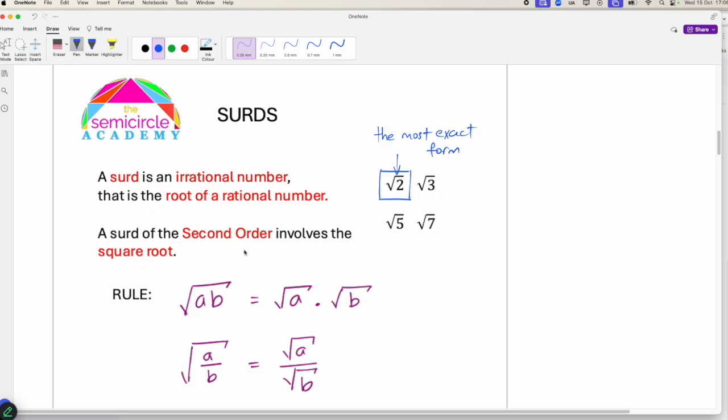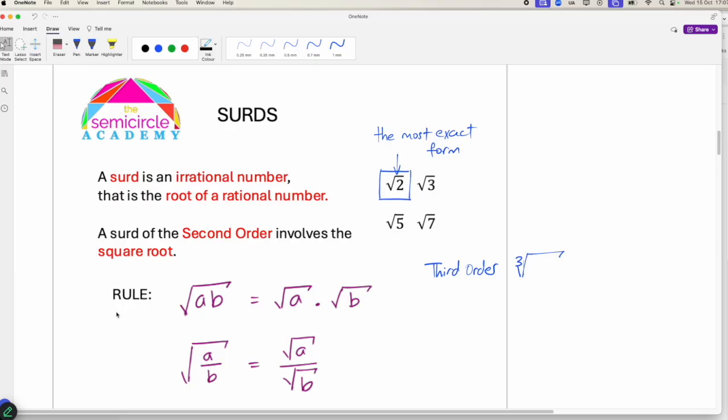And of course, a surd of the second order involves a square root, so the third order will involve a cube root. The rules that we're going to learn today go across the board, but most of the time you'll be asked square root questions. These questions come very small, and in a paper one you might get a couple of questions on surds. So it's not a big topic at all. Logarithms is one, though, that comes every paper.